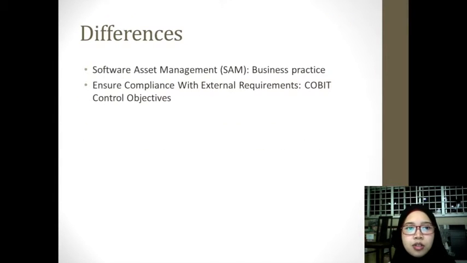So the difference between these two is that SAM is a business practice, and for Samsung, what I have implemented, ensure compliance with external requirements, is one of the COBIT control objectives.